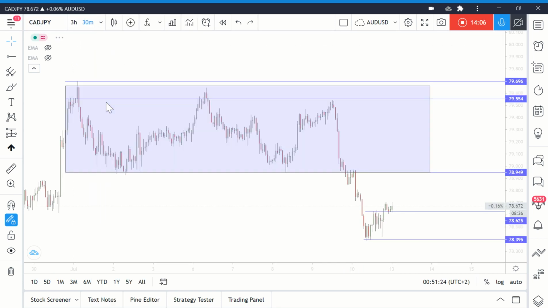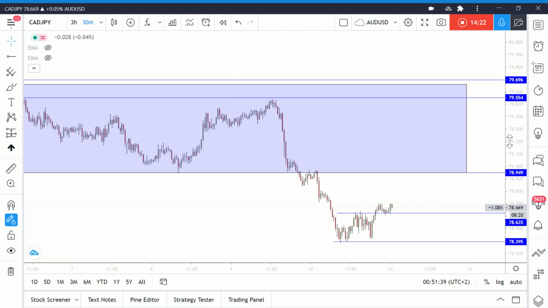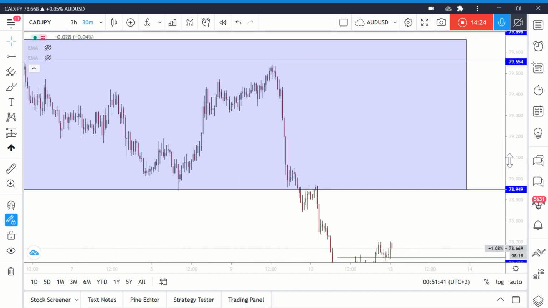But I'll do proper analysis and send the screenshot of my analysis as well. I just wanted to go through what I'm looking for on the CADJPY right now as we speak. So I'll go a time frame lower. I'll look at a 30-minute time frame.